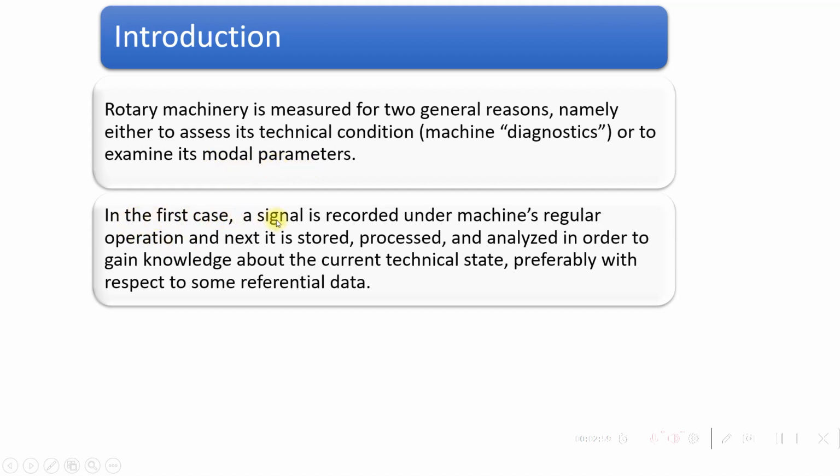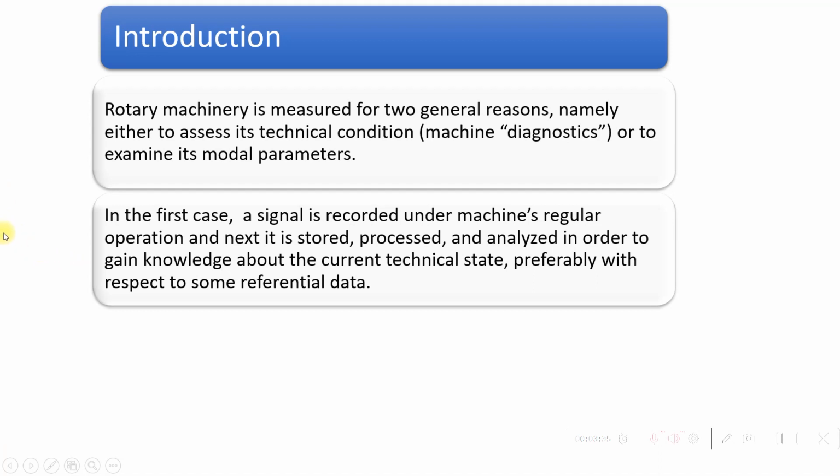So in the first case, a signal is recorded under the machine's regular operation. When you are going to estimate the technical condition of a rotary machine, the first task is to record a signal under the machine's regular operation. That means the machine is operating normally. In that case, you will record its vibration signals. How do you record vibration signals? By using a sensor known as a vibration accelerometer.